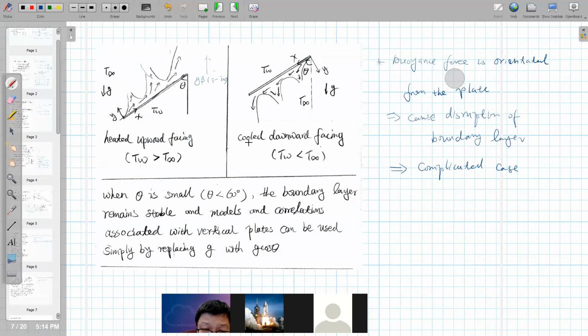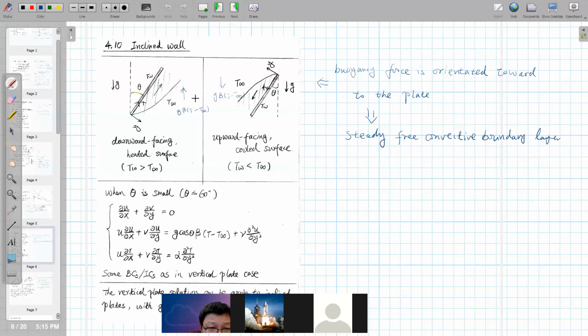And similar things in this one. This is the so-called cooled downward facing, which means that your wall temperature is cooler than the free stream, and your buoyancy force is going down. You try to let the fluid go down because the density around the wall is big. So this will be g beta (T - T∞). And similarly in these cases, you see that this buoyancy force tries to push the fluid leaving from the plate. You can also cause this disruption of the free convection boundary layer if the wall temperature is much smaller than the free stream temperature. So these two cases basically give you not a film-like boundary layer, but a disruptive boundary layer thickness. That's why, for these inclined wall cases, we need to be careful.